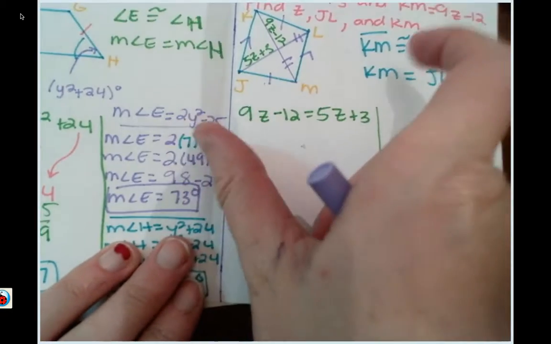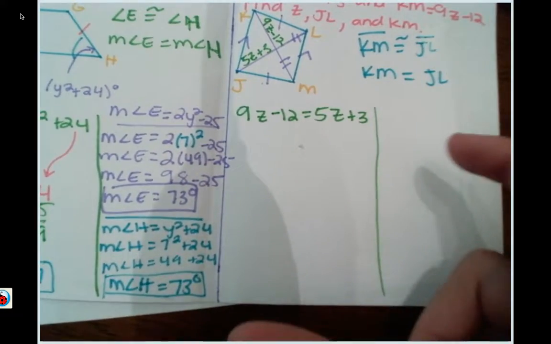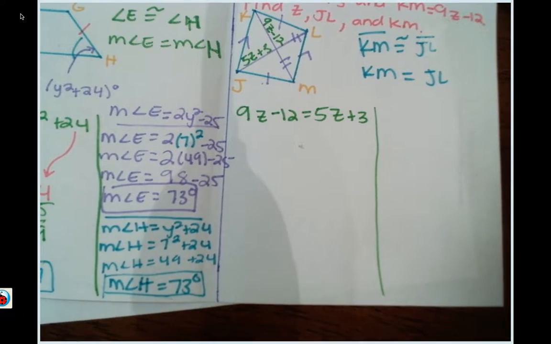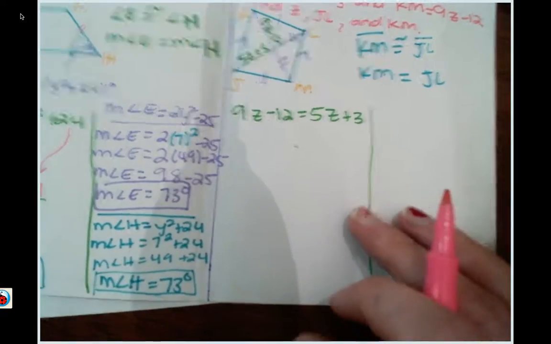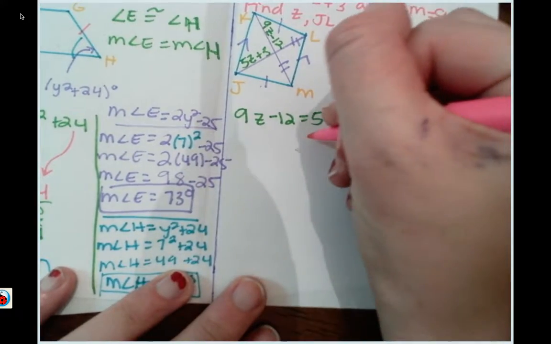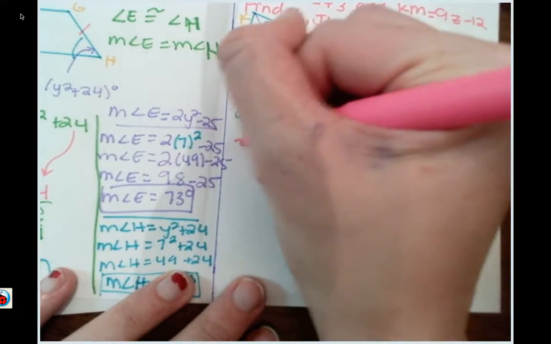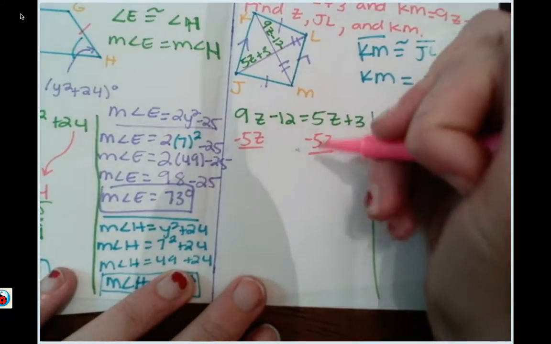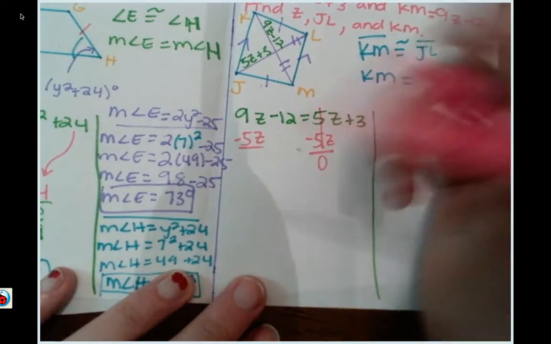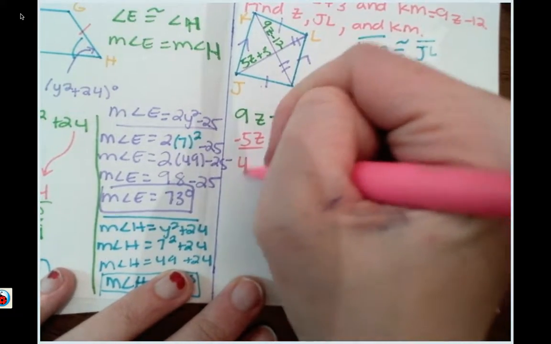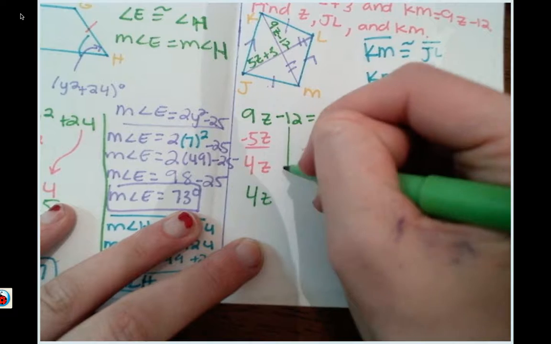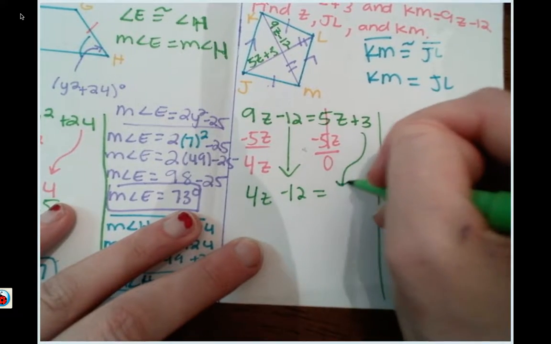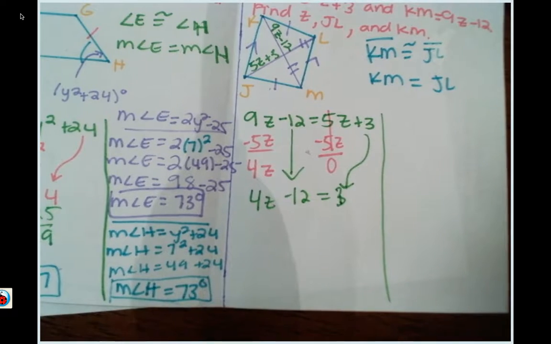Okay, so first of all, I need to bring my z's together because they're besties and they miss each other. They want to be reunited. So how do I bring my 5z to the 9z? Well, since it's a positive 5z, the way we move it to the other side is by subtracting it on both sides. 5z minus 5z cancels and turns to 0, and 9z minus 5z gives me 4z. So I'm left with 4z minus 12, and drop down my 3, which is positive 3.